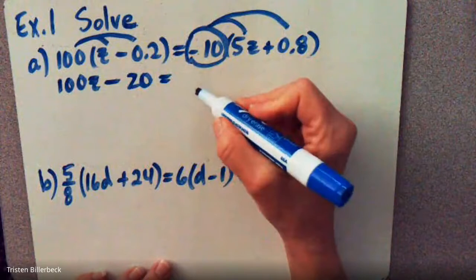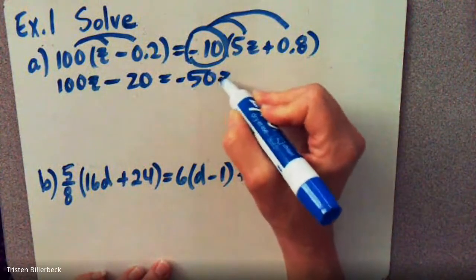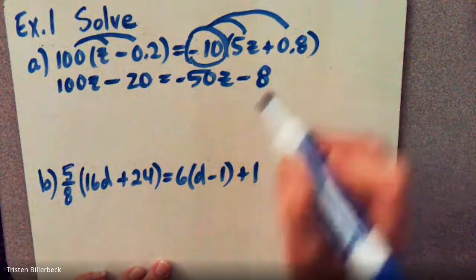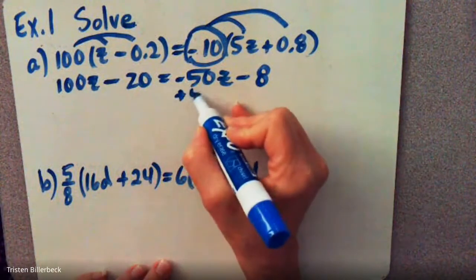So we have minus, and then the 0.2 times 100 is just 20, equals negative 50z minus 8. Okay, so we're going to move our 50 over here.